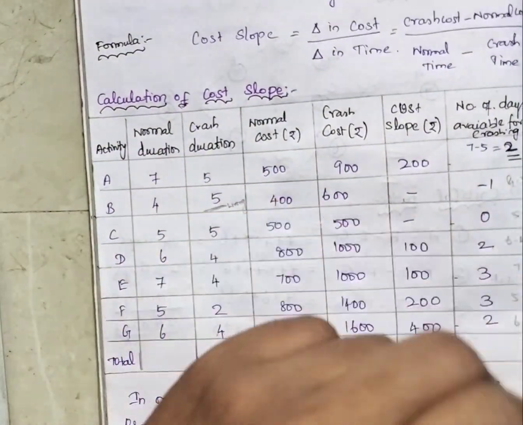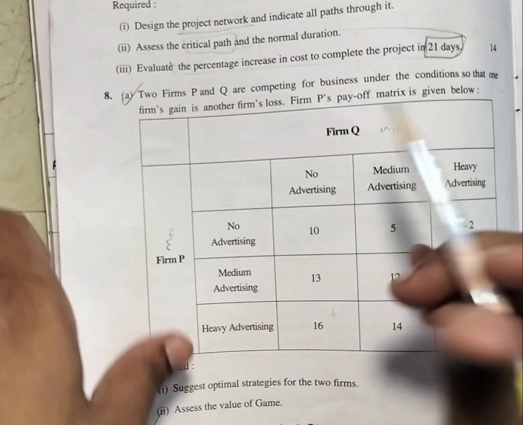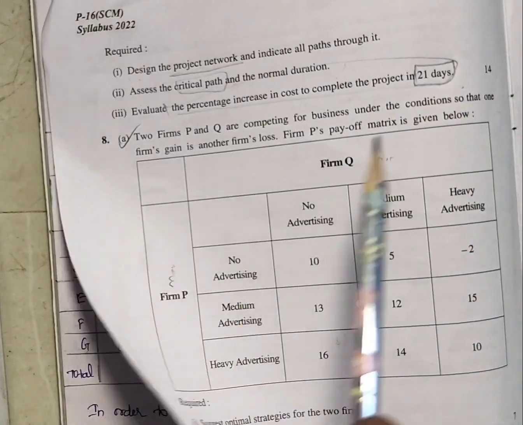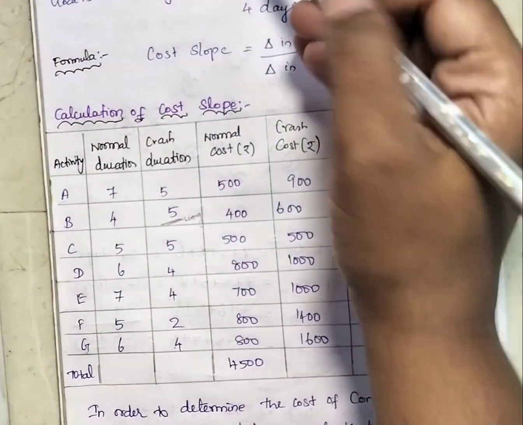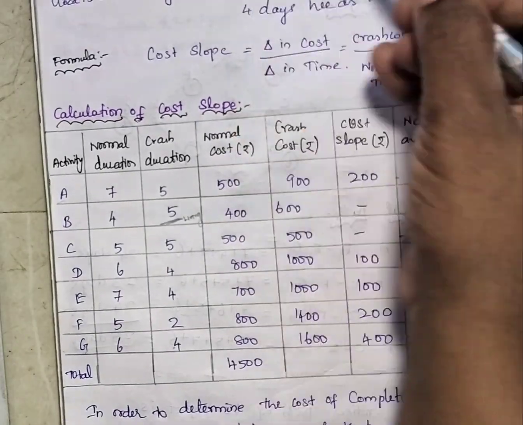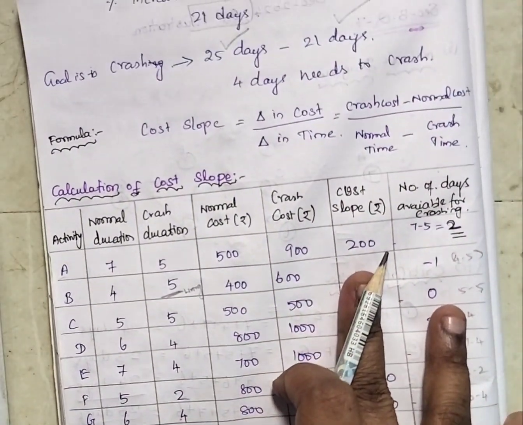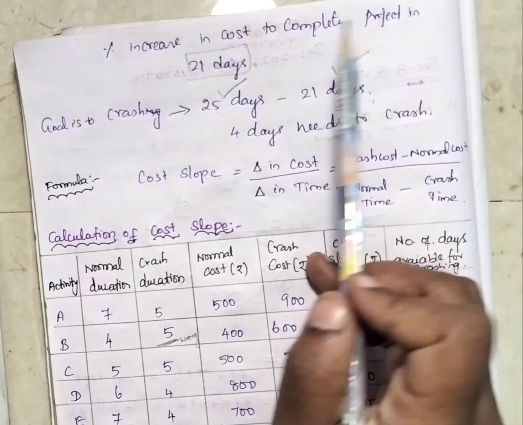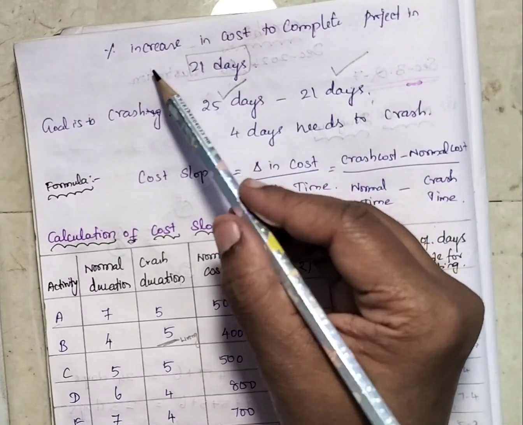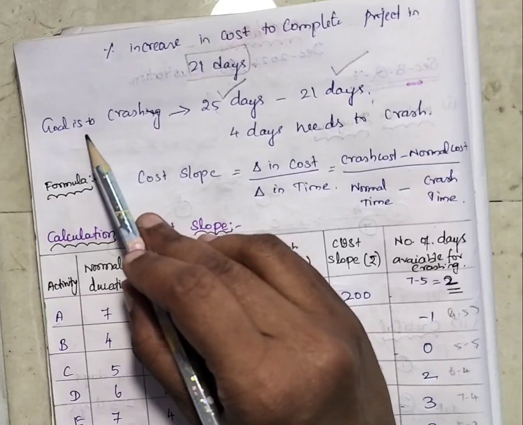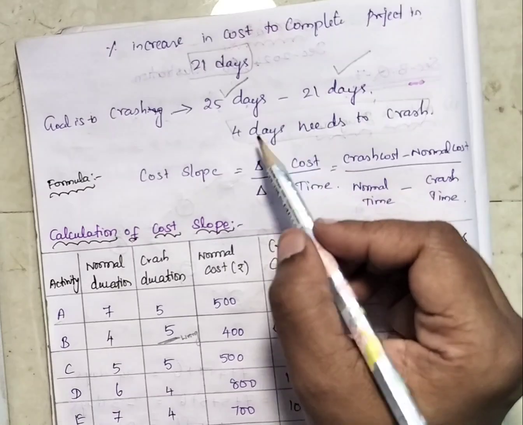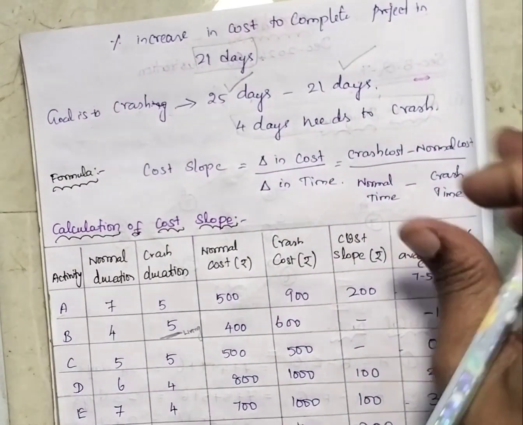What is our motive? The third part of the question asks: evaluate the percentage increase in cost to complete the project in 21 days. So our motive is to crash from 25 days to 21 days. So 4 days need to be crashed. For explanation purposes, I have written it in simple language.